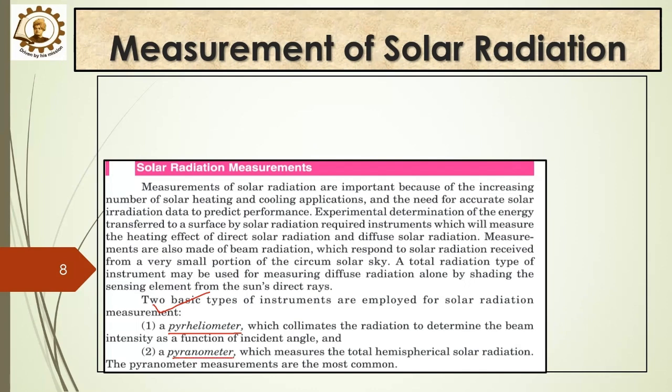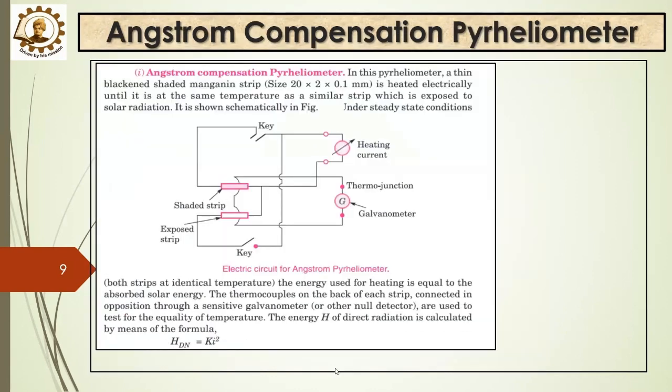A pyrheliometer is an instrument which collimates the radiation to determine the beam intensity, and the pyranometer is something that measures the total solar radiation. However, the pyranometer is the most commonly used because we can measure the total radiation or insolation at a particular place. Now, coming to the pyrheliometer, which is mostly used, that is known as the Angstrom compensation pyrheliometer.